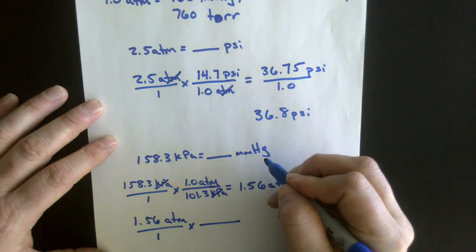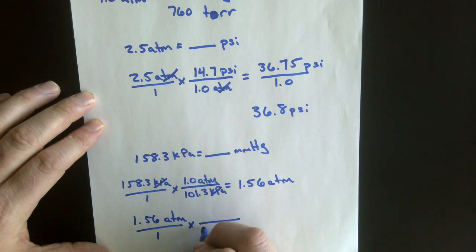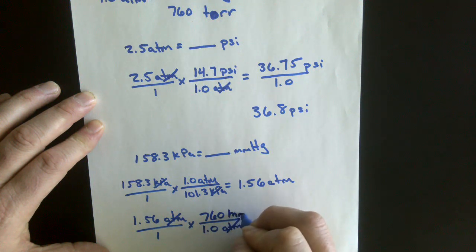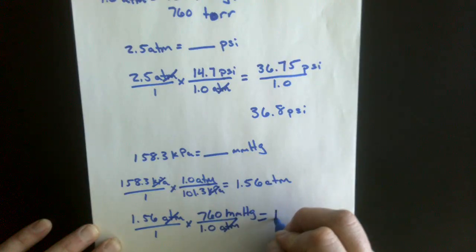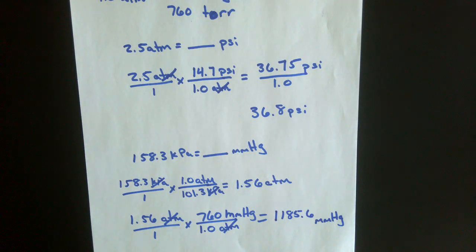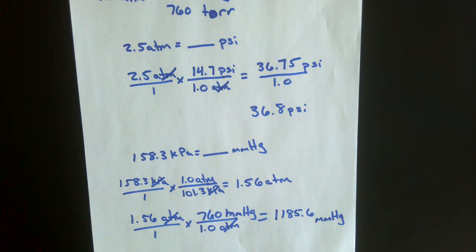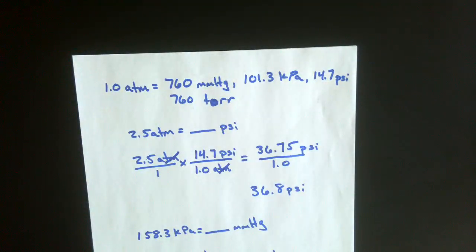Now that I'm in atmospheres, I can set up my next equation. I wanted to get into millimeters of mercury. In order to do that, I need to know that 760 millimeters of mercury equals 1 atmosphere. So I again put what I know on the bottom because I want to be able to cancel those out, and what I'm trying to convert into, millimeters of mercury, on top. For this one, I'm going to take my 1.56 and multiply it by 760 millimeters of mercury, and I come up with 1,185.6 millimeters of mercury. So 158.3 kilopascals is equal to 1,185.6 millimeters of mercury. Again, this shows you a couple of different ways to convert units, based on the idea that 1 atmosphere is equal to all of these different pressures that we can measure.